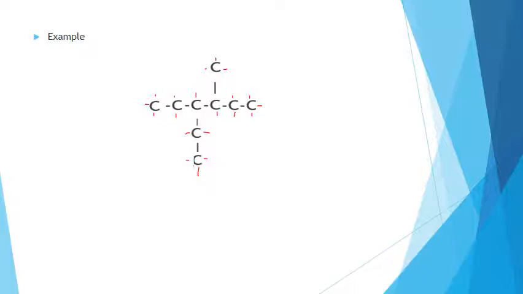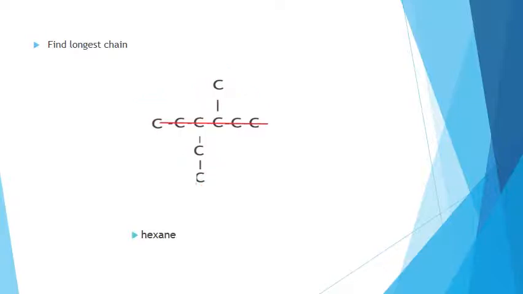So what you need to do is you find the longest chain. And the longest chain is straight across. So it's 1, 2, 3, 4, 5, 6. Also, the longest chain could be like this. But you're going to see it's going to end up giving you the same name. All right, so we're just going to stick with this guy right here. All right, so this is a hexane.